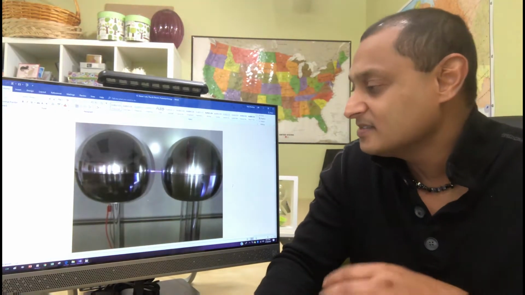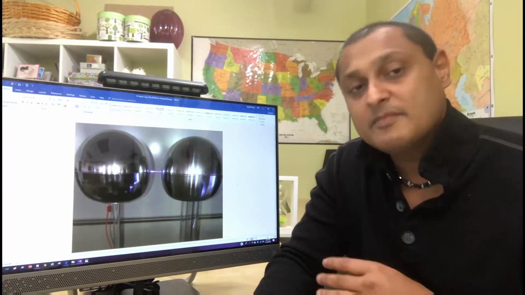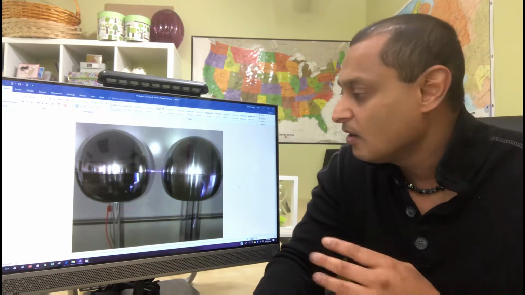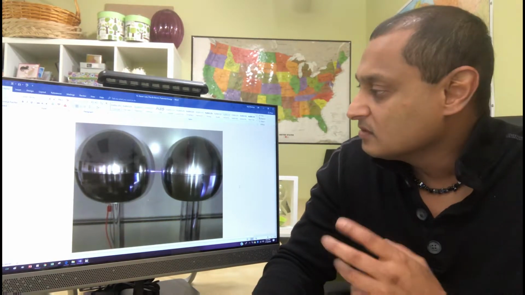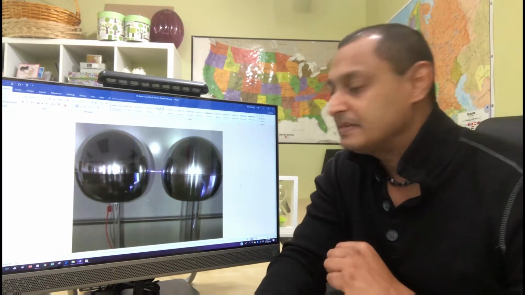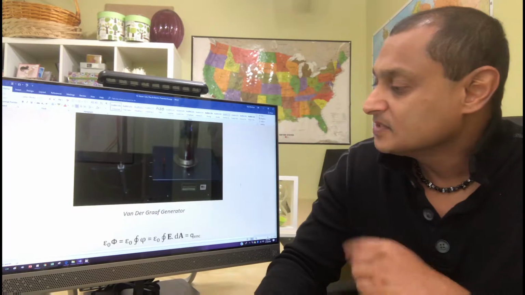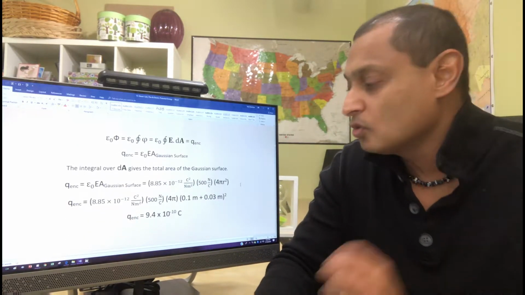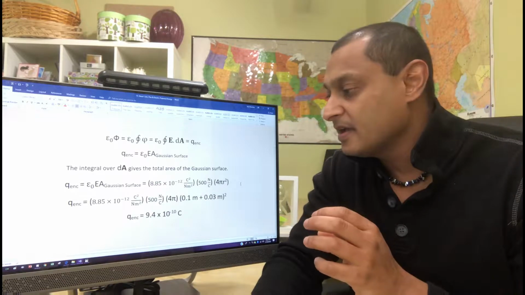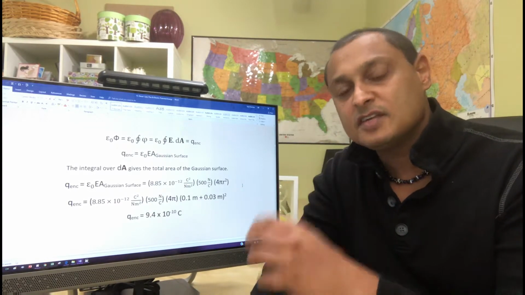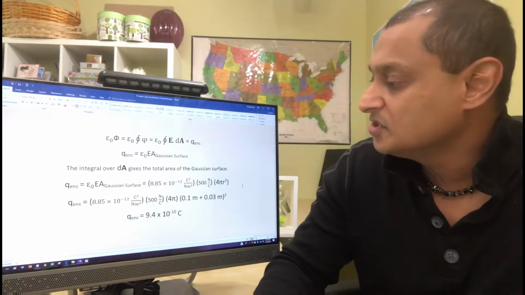It's a fantastic and very common experimental setup used in labs all over the place, in all schools. They tend to have a Van de Graaff generator to show the buildup of electric fields. So this is a demonstration of that, and we've created a problem to solve for the total charge that is enclosed, or that is carried by the surface of the Van de Graaff generator.